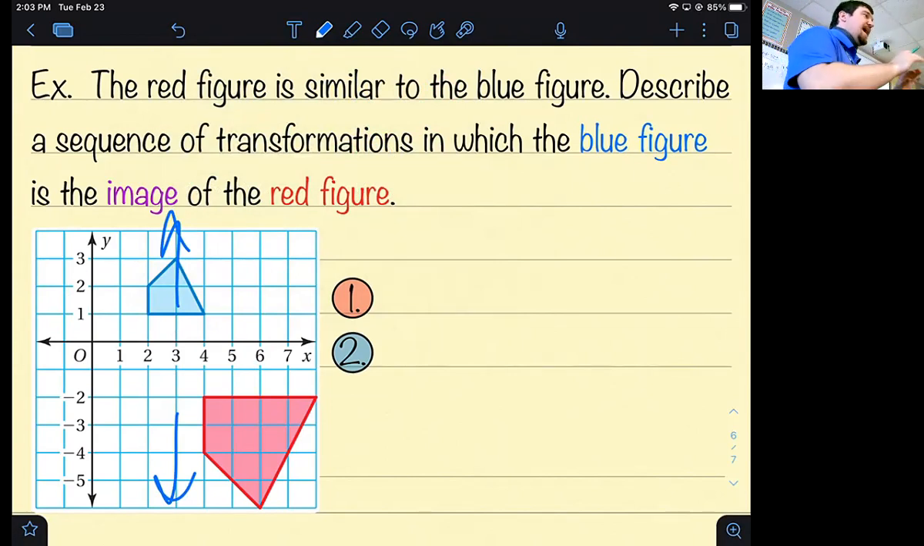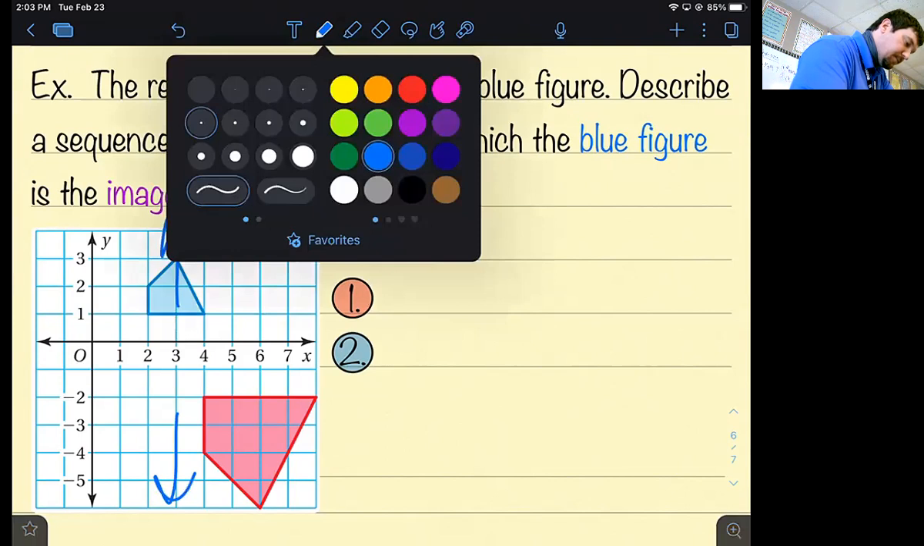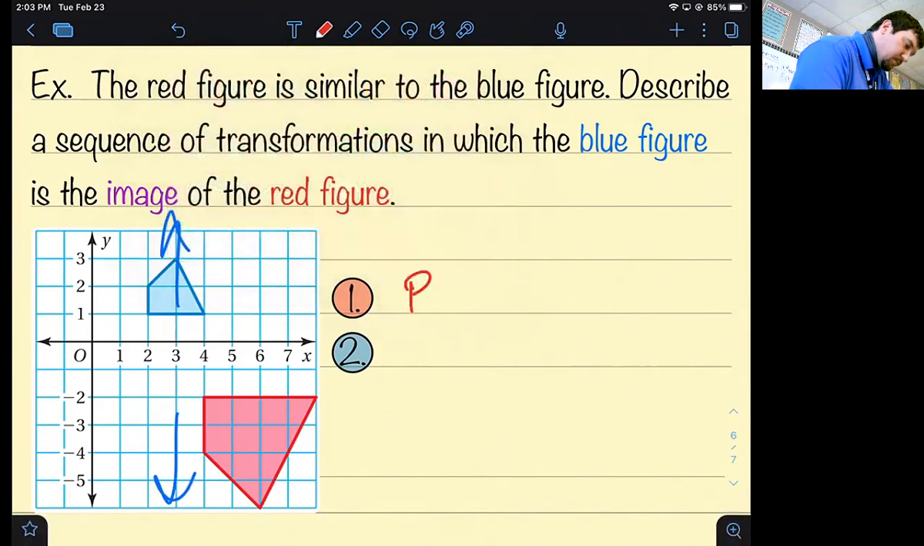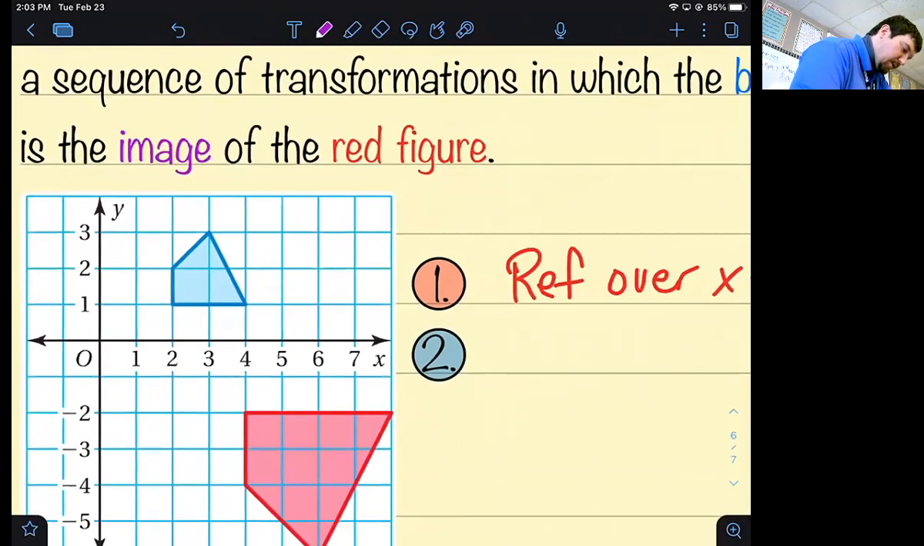Okay. Because we're dilating with respect to the origin, so we need to get it lined up with the origin. So from the first transformation we could say it was reflected over the x-axis. And so if I unreflect it over the x-axis, and I'll use purple for this, that would make it look like this.